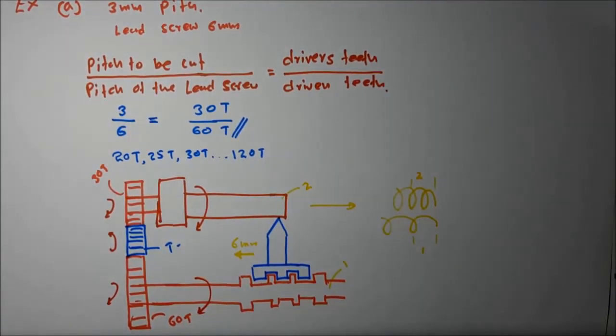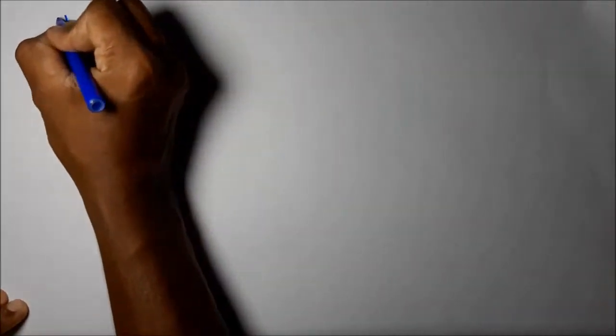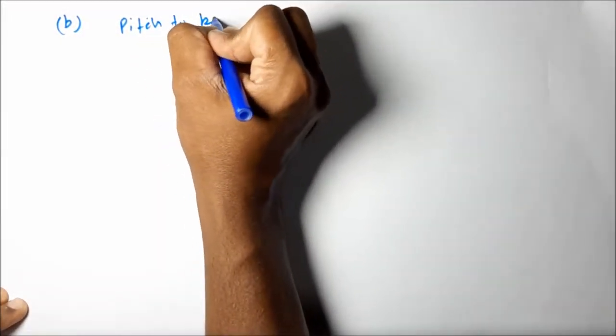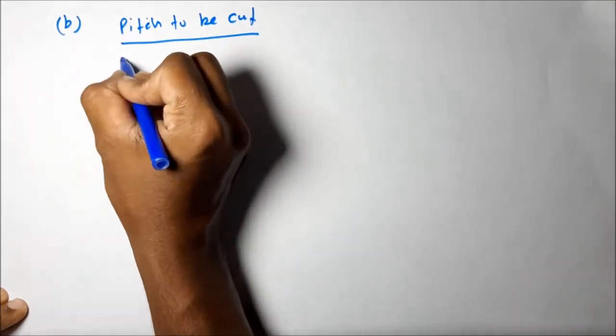So let's try to work out the second problem also. Second problem, what is the pitch to be cut? That is equal to 1.75 millimeter. Okay, this time the pitch to be cut is B, pitch to be cut divided by the pitch of the leaf screw.